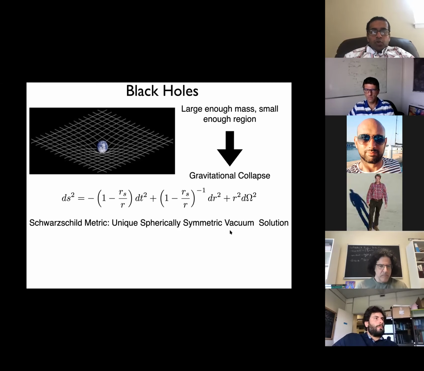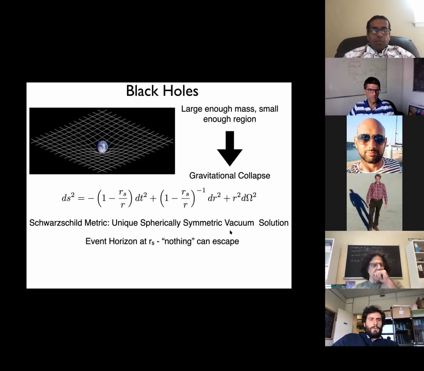Okay? The Schwarzschild metric has an interesting point, which is the event horizon at the point r equal to r_s, where the usual story is that nothing can escape, because once you're inside the event horizon, the force of gravity is so strong that you can't leave that region.